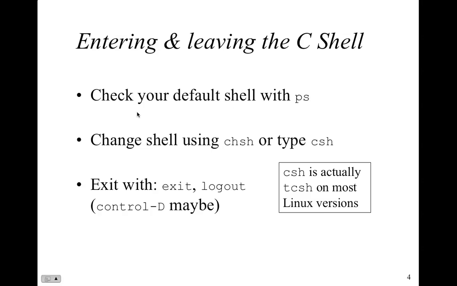So, entering and leaving the C shell. You can check your default shell by typing in PS like I just did a few minutes ago. You can change the shell. In this particular case, you could type in C shell, or you can just type in this command here, change shell. Change shell unloads the first shell and loads the second shell. Typing in the name of the shell just loads the shell on top of the shell. So now you've got multiple shells going on.